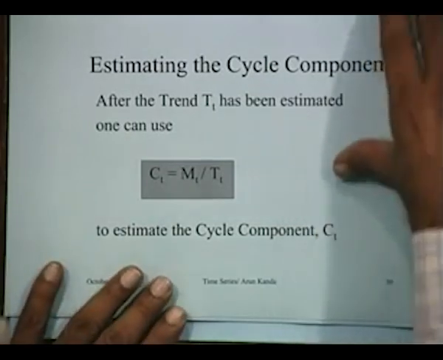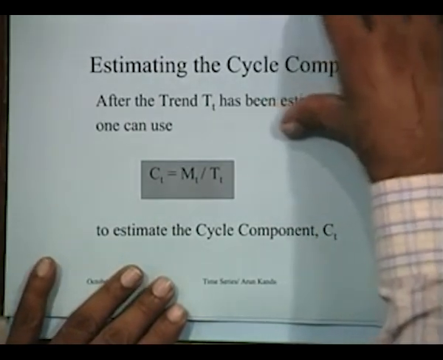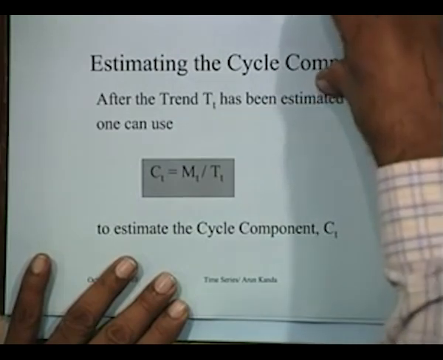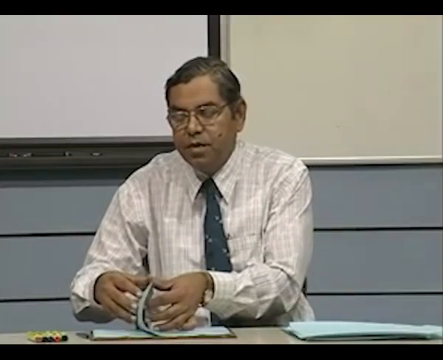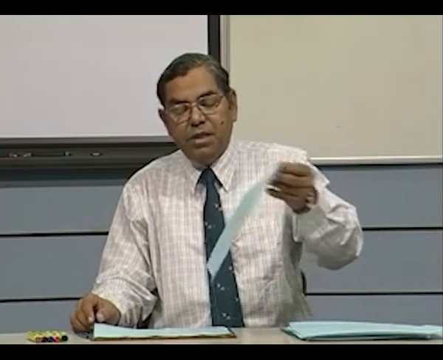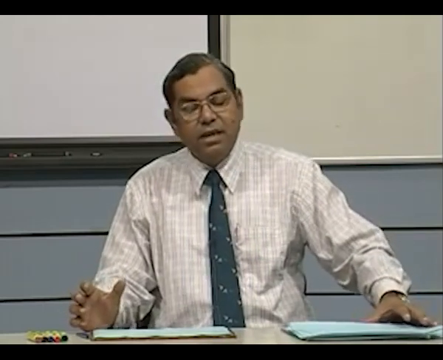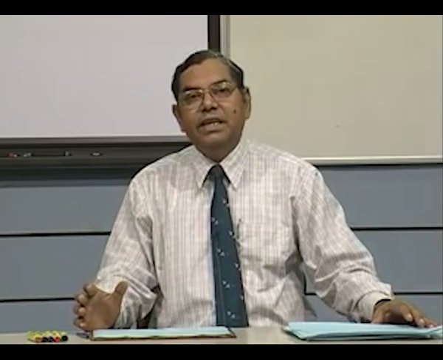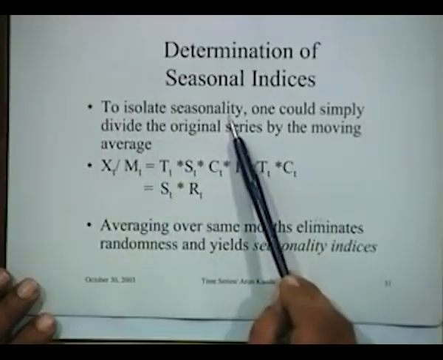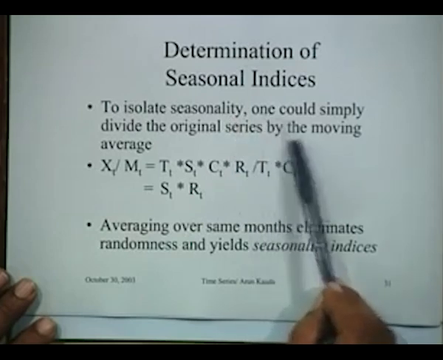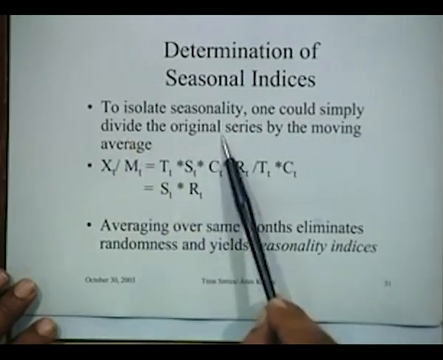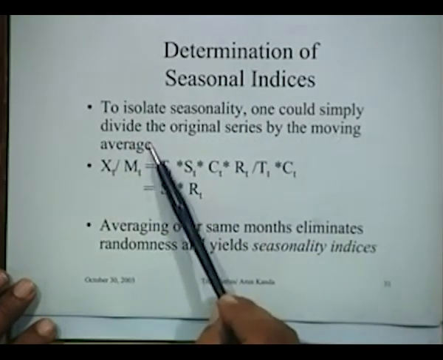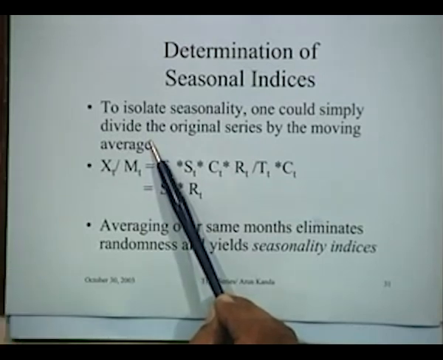This is the idea. And what remains now, we have talked about the three elements, the major elements here. What remains is how exactly do you determine the so-called seasonality factor or the seasonality indices in this particular situation. So to isolate seasonality, one could simply divide the original series by the moving average, because the moving average is an average and everything will be above or below it.